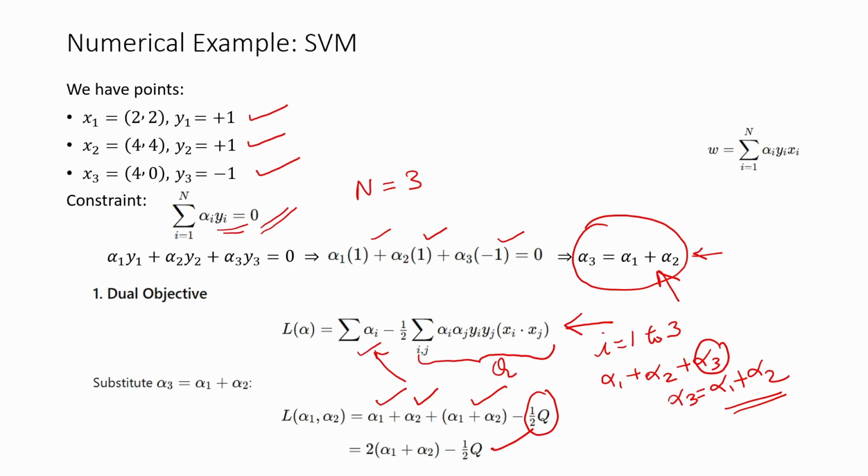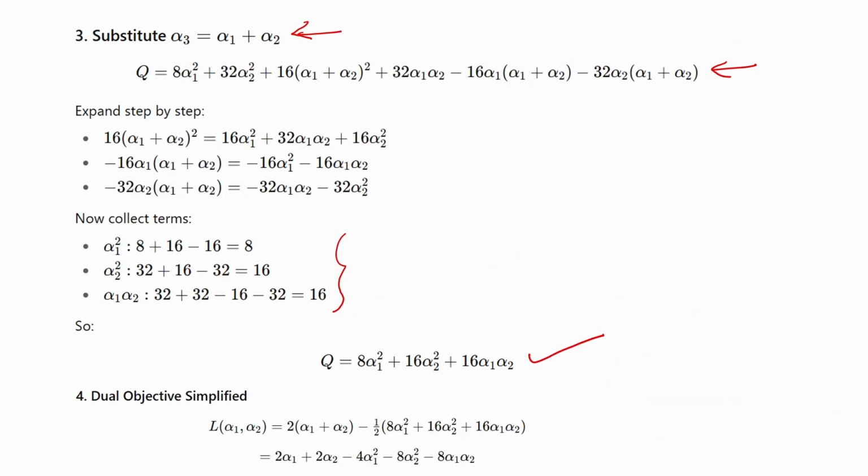What is our original equation? This is our original equation. L of alpha 1, alpha 2 is 2 alpha 1 plus 2 alpha 2 minus half Q. This Q part we have found now, so we substitute that Q here. So you got an equation in terms of alpha 1 and alpha 2. So we found the Lagrangian dual objective.